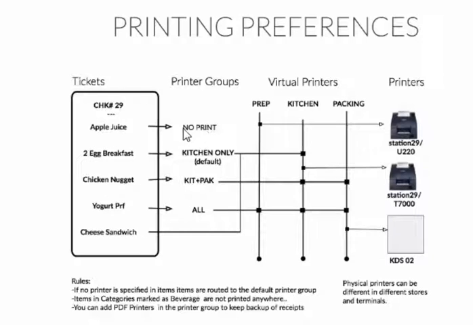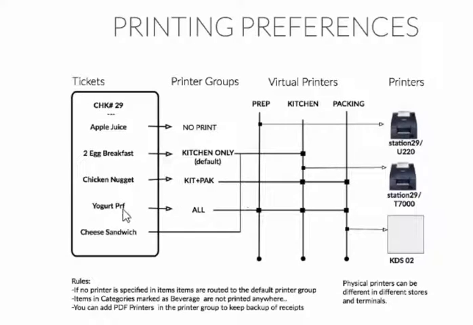So we set up the printer groups so that the apple juice won't print. The egg breakfast goes to the kitchen only. We can set that up by default, and it goes to the kitchen. A chicken nugget that's ordered will go to the kitchen, and it will go to the packing also.